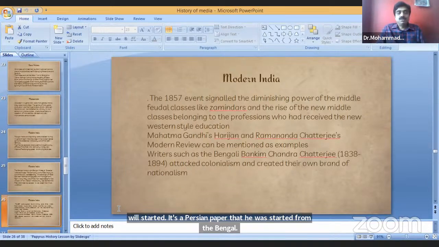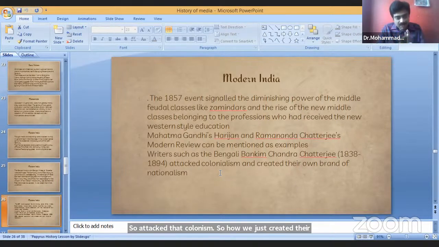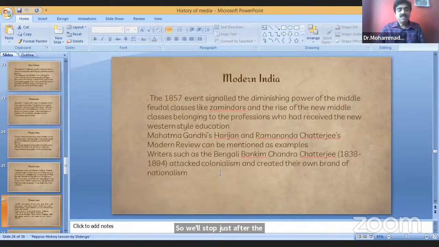The 1857 event signaled the diminishing power of the feudal classes like zamindars, and the rise of the new middle classes belonging to the professions who had received the new Western style education. Next, Mahatma Gandhi's Harijan and Ramananda Chatterjee's Modern Review can be mentioned as examples. Writers such as Bankim Chandra Chatterjee attacked colonialism, and so created their own brand of nationalism.